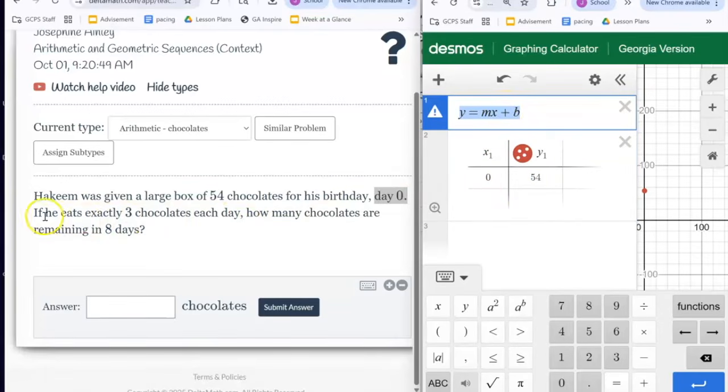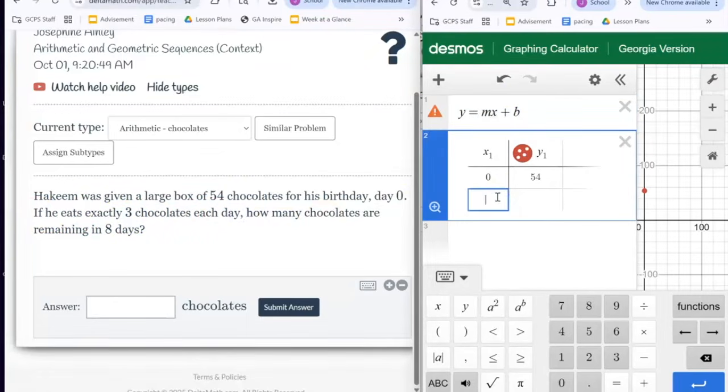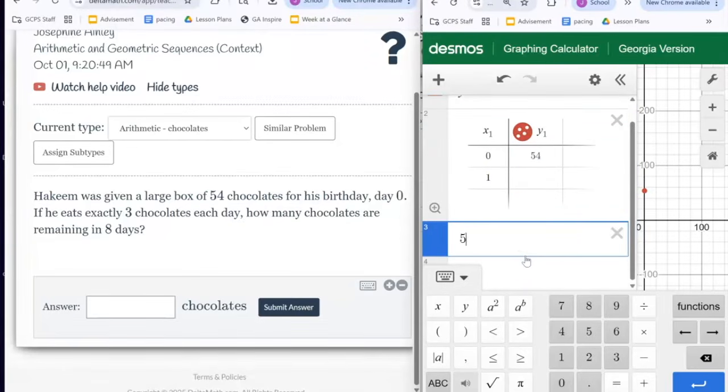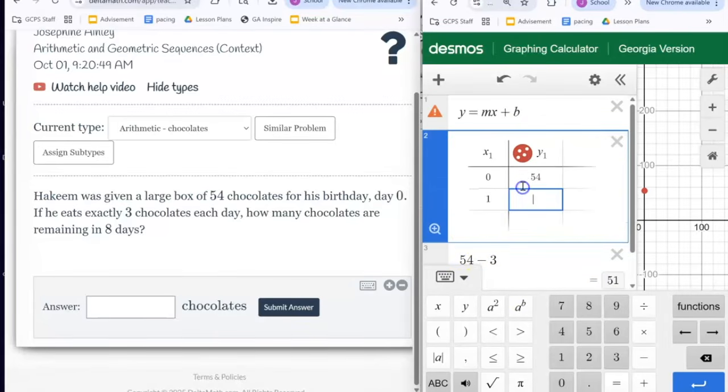So on day 0, he had 54. He eats exactly 3 chocolates every day. Okay, so 1. He eats 3 chocolates. How many are left? Well, if you don't know how to do the math, you go right here. You're going to subtract 3, because if he eats it, it doesn't increase, it decreases. So now it's 51.